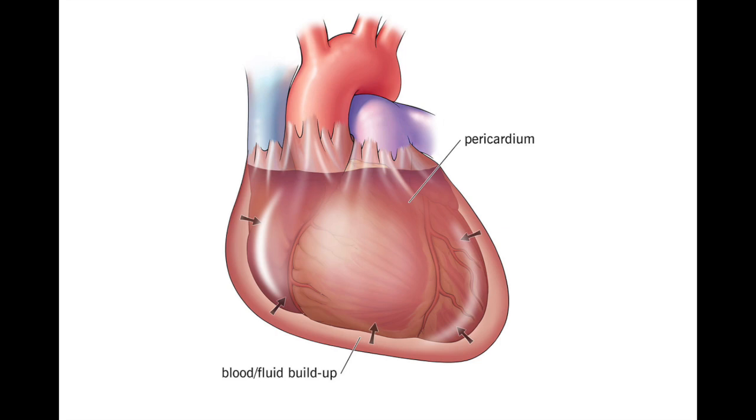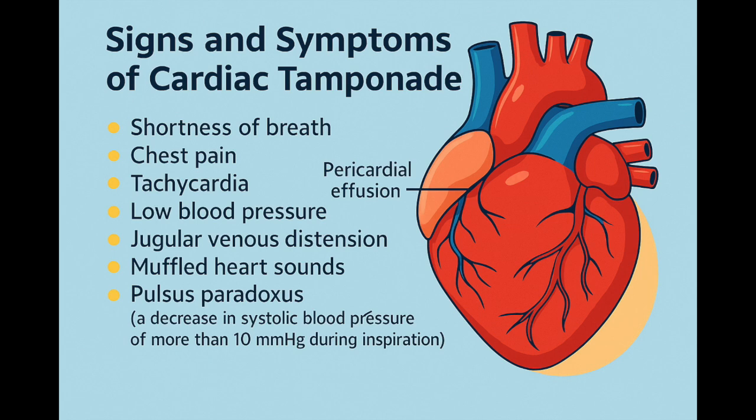As the pericardial pressure increases, the heart is no longer able to expand during diastole. This results in impaired ventricular filling, reduced stroke volume, and a rapid fall in cardiac output. The body attempts to compensate through tachycardia, vasoconstriction, and increased sympathetic activity. However, compensation is limited, and once these mechanisms fail, the patient enters obstructive shock.